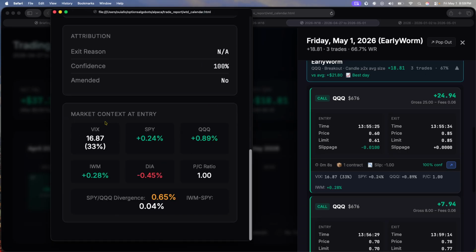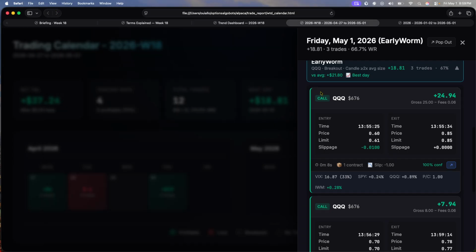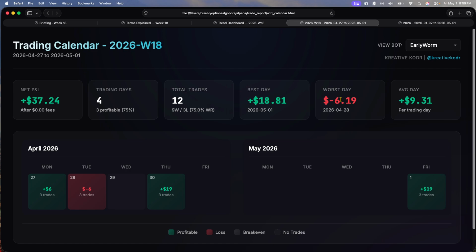And as you can see, the VIX environment was 16. SPY was trending up. QQQ was trending up. DIA was trending down, but IWM was trending up. PC ratio was at 1 point something, right? Even though it is leaning slightly bearish, it did not impact this trade too much, right? So as y'all can see, this is a marathon, not a sprint when it comes to these things, right?